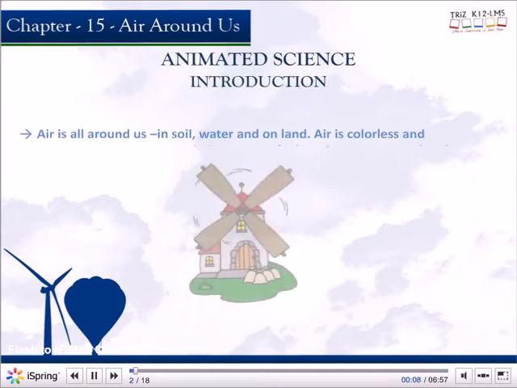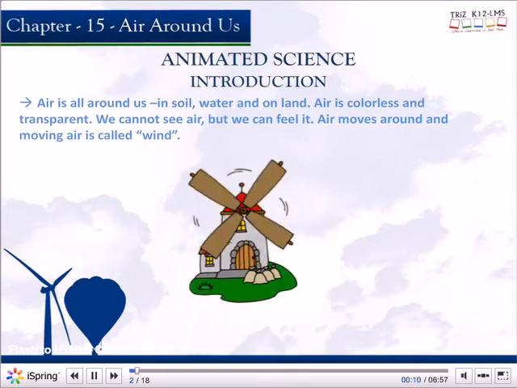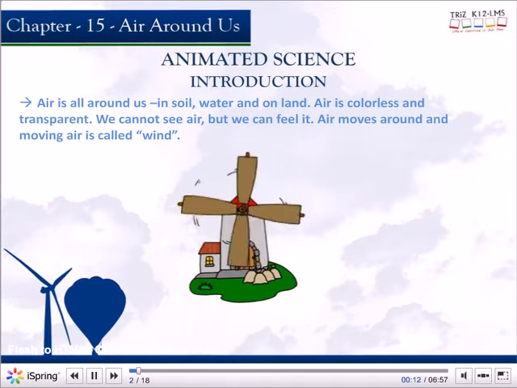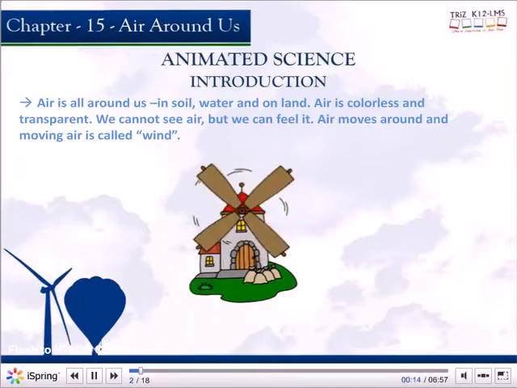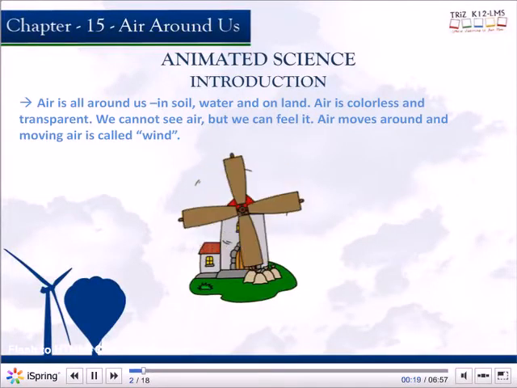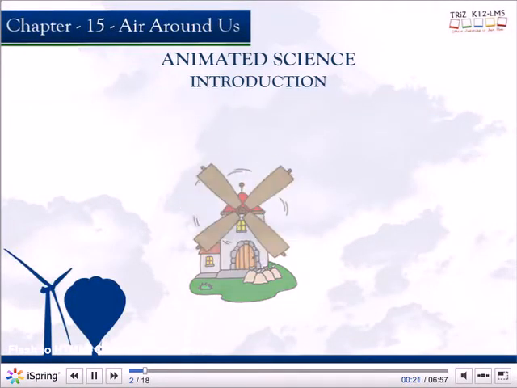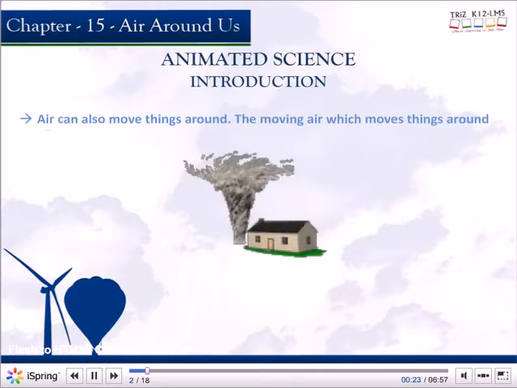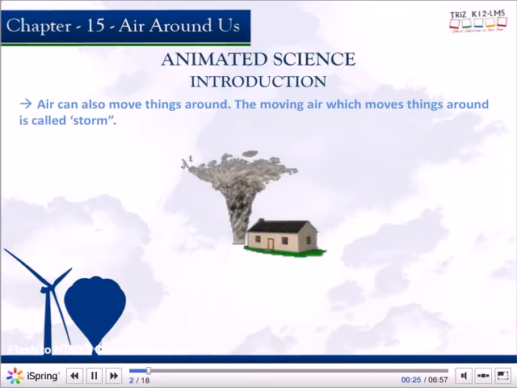Introduction. Air is all around us, in soil, water, and on land. Air is colorless and transparent. We cannot see air, but we can feel it. Air moves around, and moving air is called wind. Air can also move things around. The moving air which moves things around is called storm.